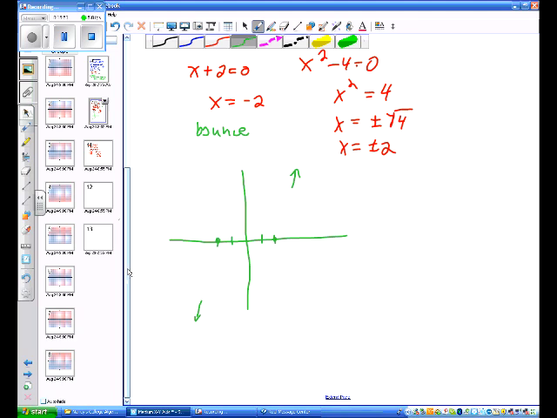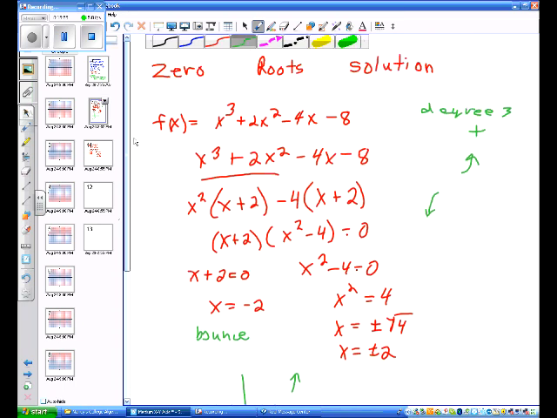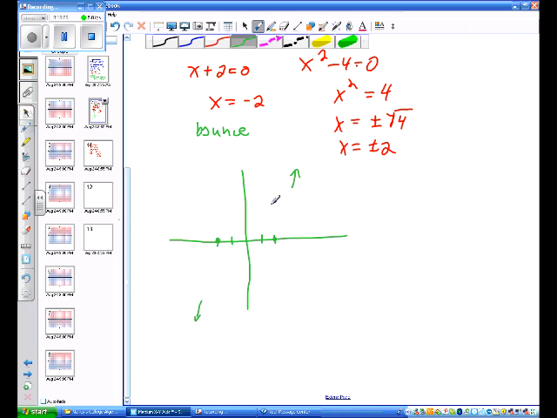Now on this problem, we can know where we cross the y-axis. We can't on every problem easily, but on this problem we can. We cross it at negative 8. If x is 0, then y is going to be negative 8. So there's another point that we have. And so at negative 8, we know we're going to cross the y-axis.